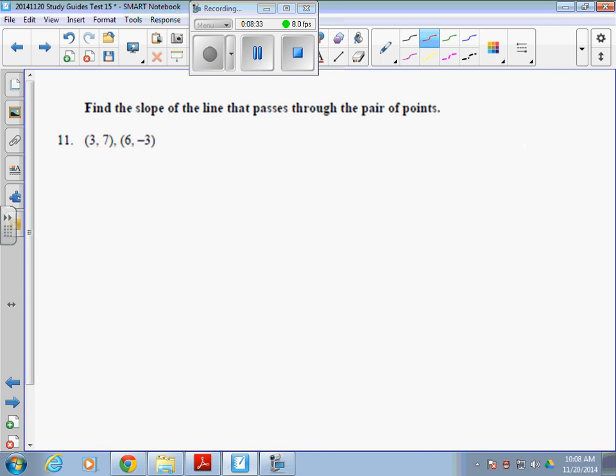Number 11 gives you 2 points, doesn't draw you a picture. Use your slope formula. M is equal to the change of y, the difference of y sub 2 and y sub 1, over the change of x, x sub 2 minus x sub 1. Y sub 2 minus y sub 1 over x sub 2 minus x sub 1.